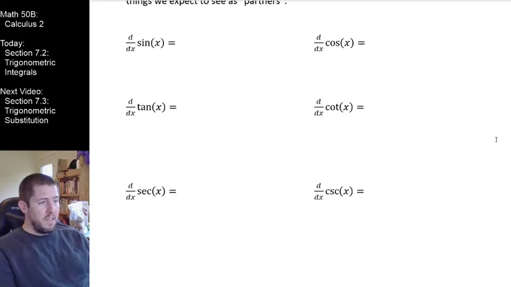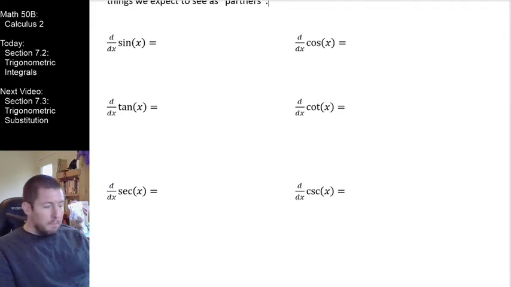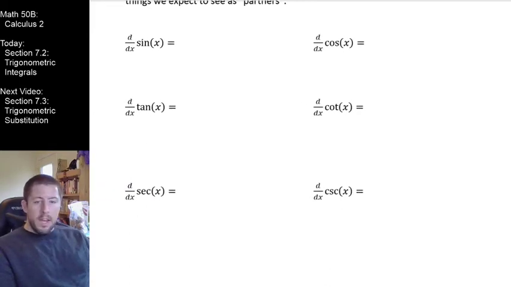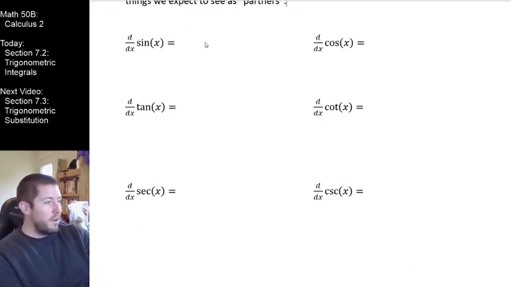So let's remind ourselves of these, and also remind ourselves that you can come up with these on your own. I think the important thing here is that as long as you can remember the derivatives of sine and cosine, you can come up with the other four on your own.